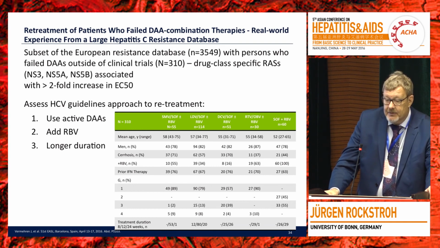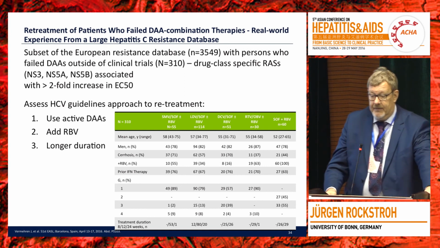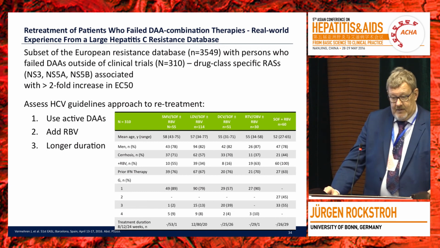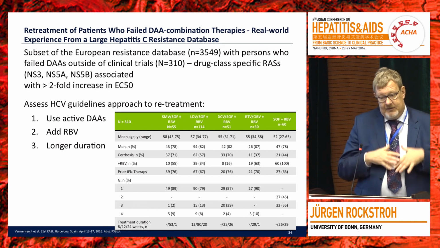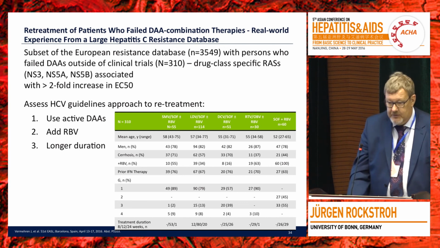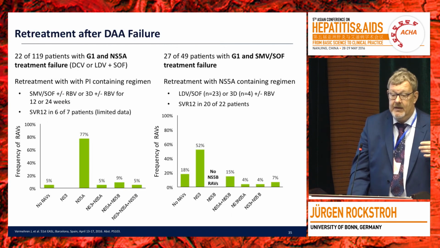You can see this is a predominantly difficult-to-treat patient population. Very many have cirrhosis. A lot have failed a prior interferon therapy. It's a predominantly genotype 1 population. And so the question is, if you use the guidelines and say, let's retreat with active DAAs, add ribavirin, and use longer treatment duration, what kind of impact are we going to have?